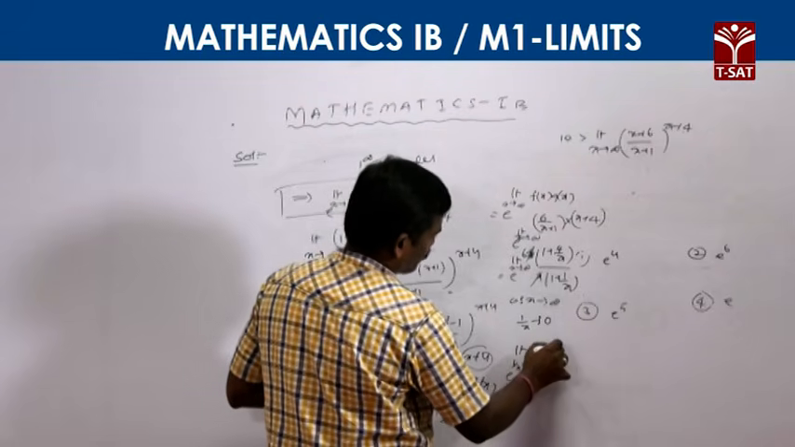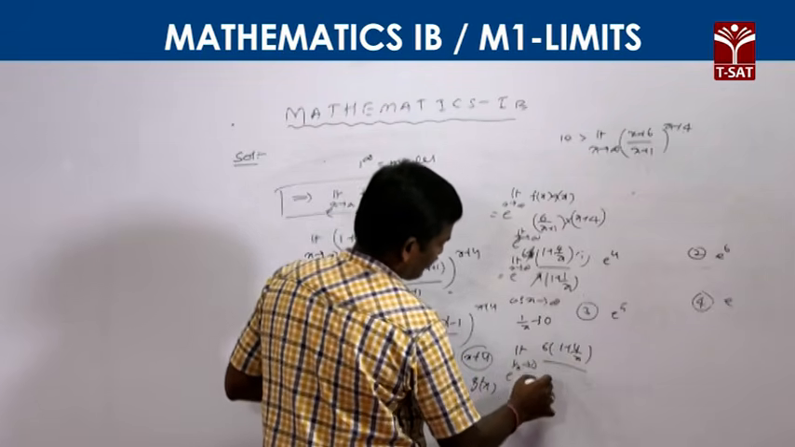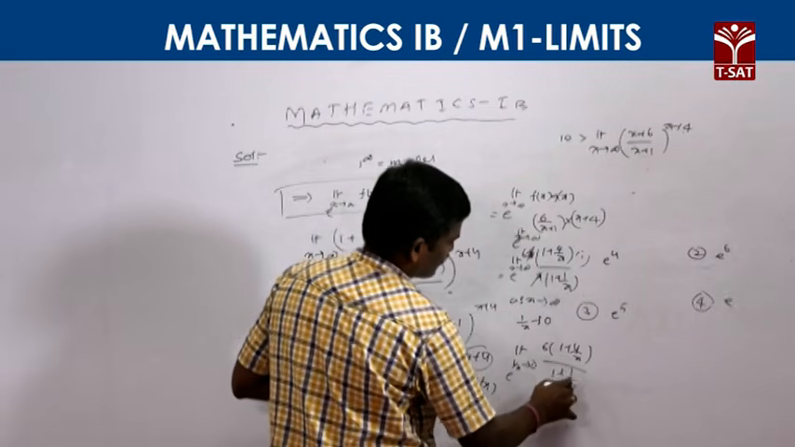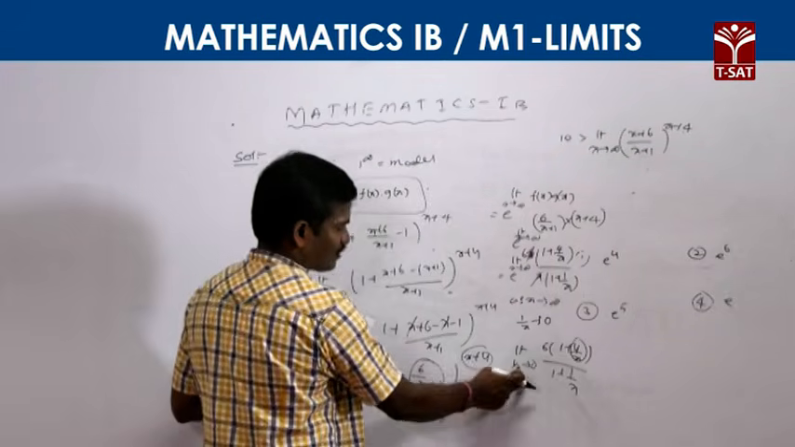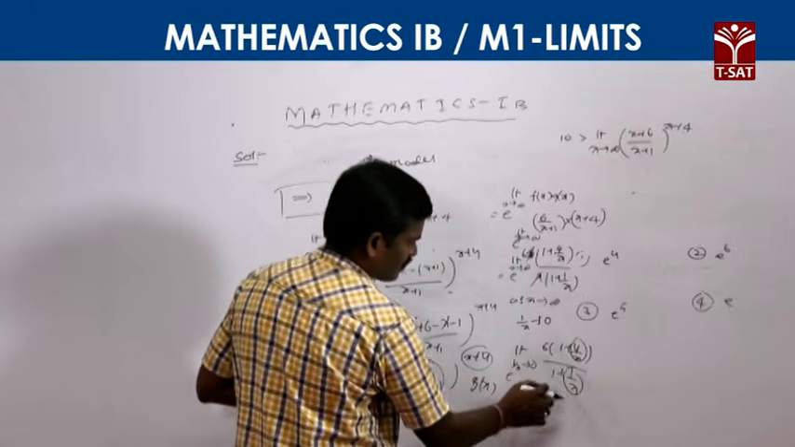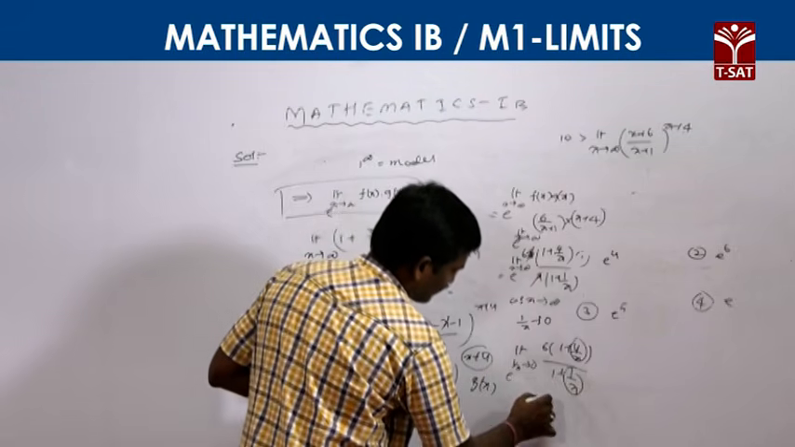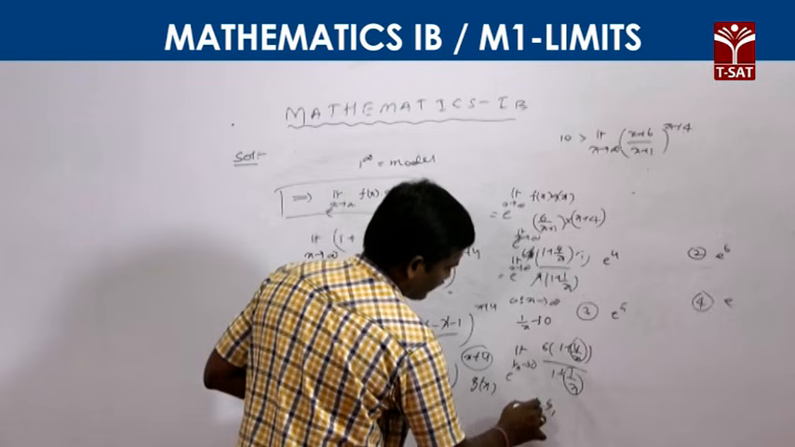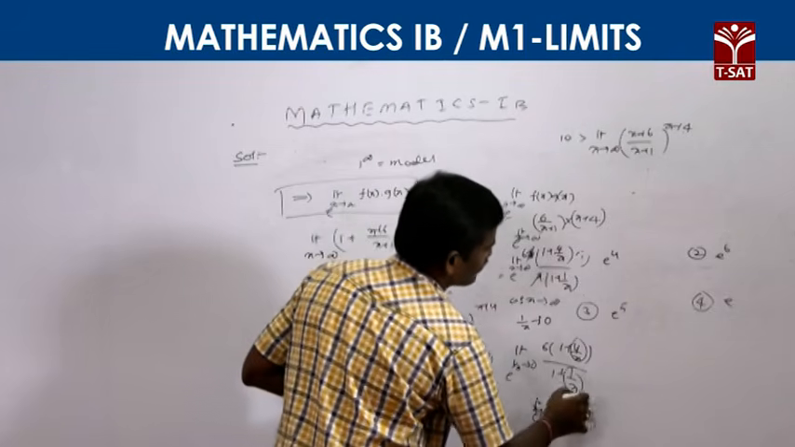So it is 6 into 1 plus 4 by x by 1 plus 1 by x. This value is 0, 1 by x tends to 0. This value is 0, 1 by x tends to 0. Answer is e power 6 by 1. So that is limit whatever it is. So answer is e power 6. E power 6 is the answer.